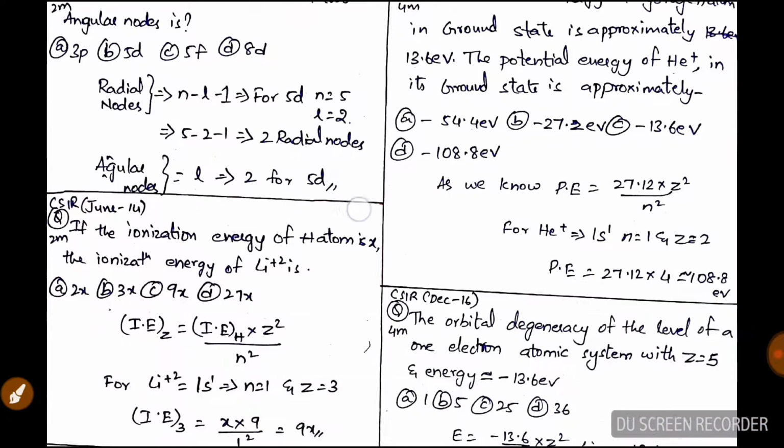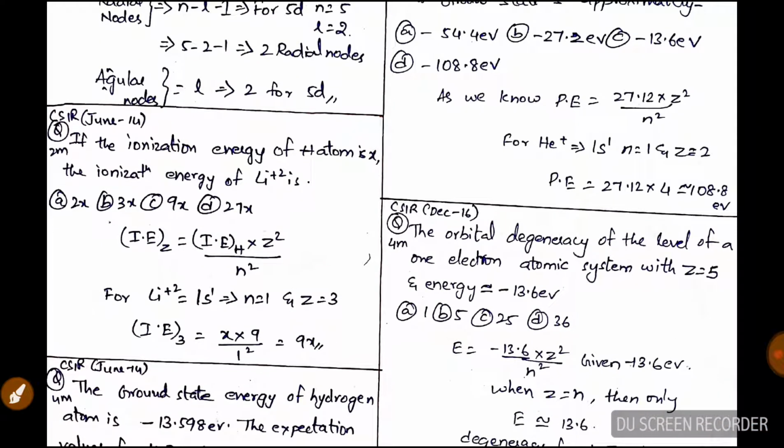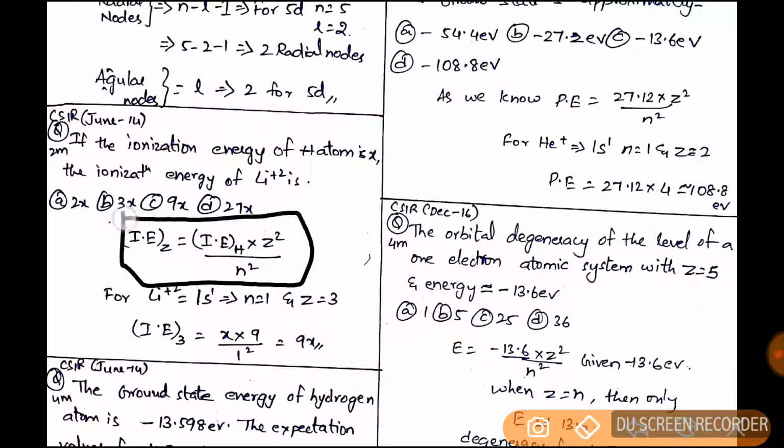And then coming to the below question, that is CSIR's June 2014 question. This question is also asked for 2 marks. So if the ionization energy of hydrogen atom is X, the ionization energy of lithium plus 2 is. So this is the formula, as I have given before. So you could just note down this formula and solve it. It's as simple as that, guys.